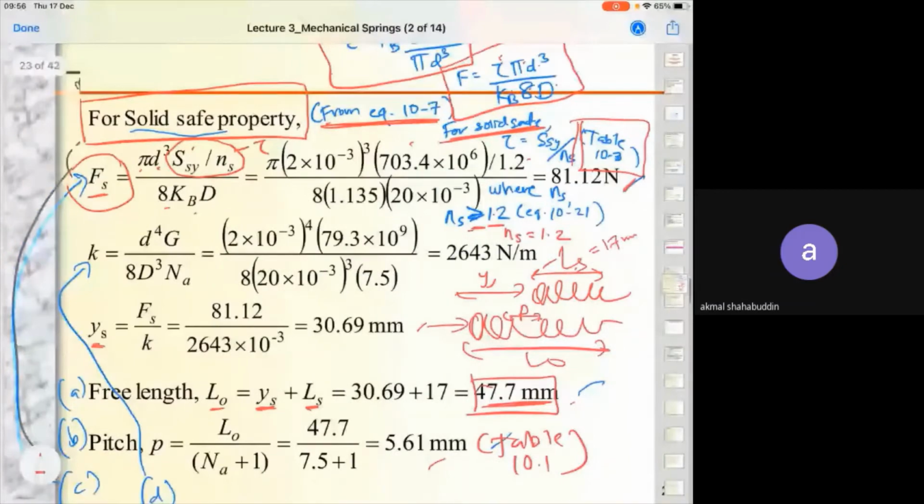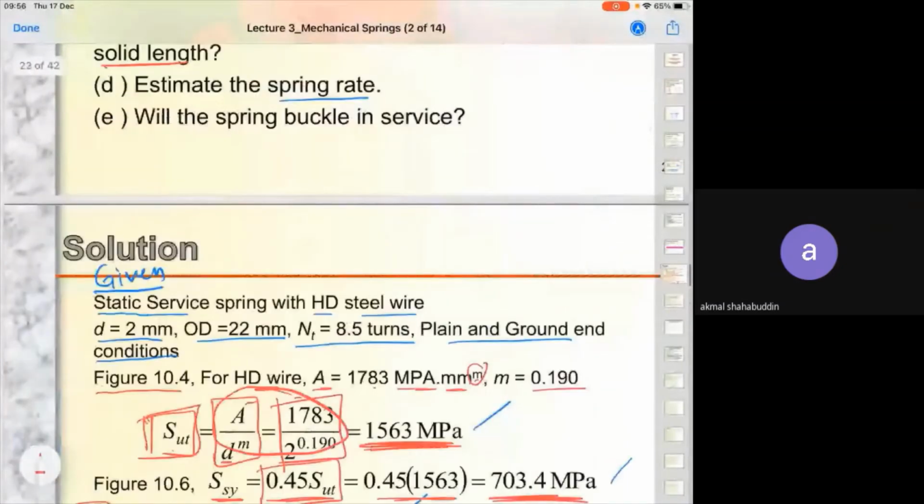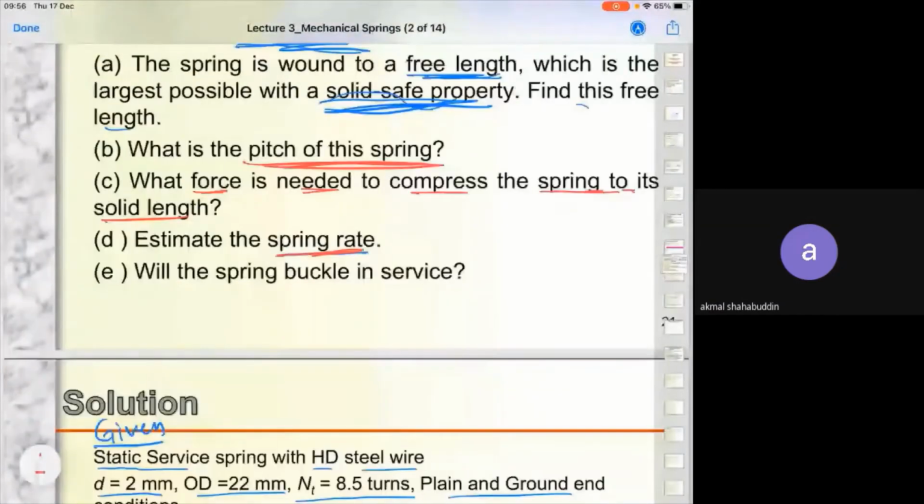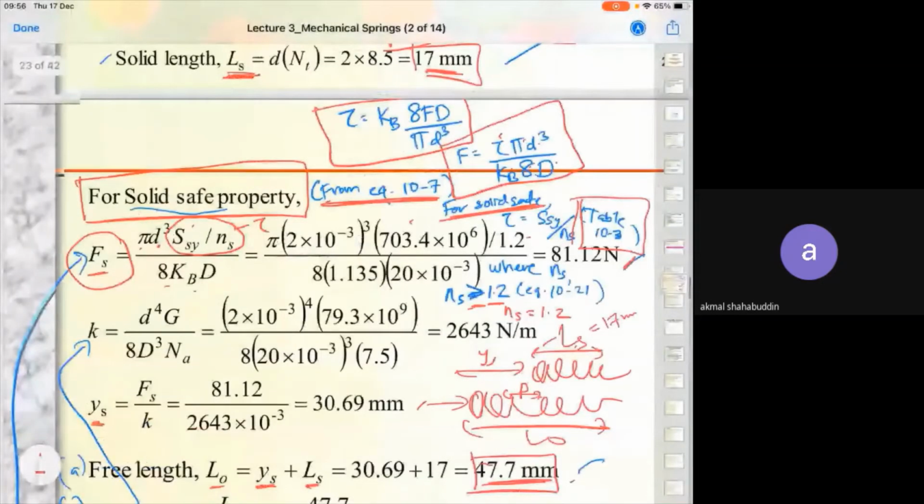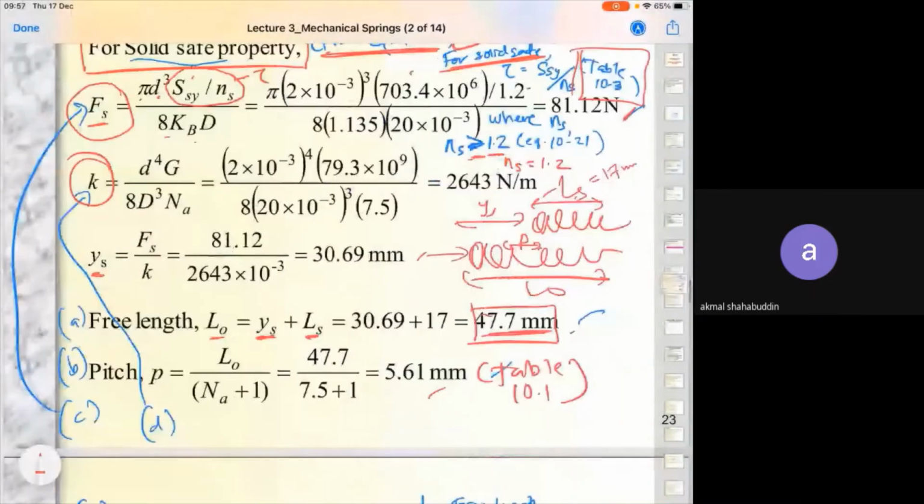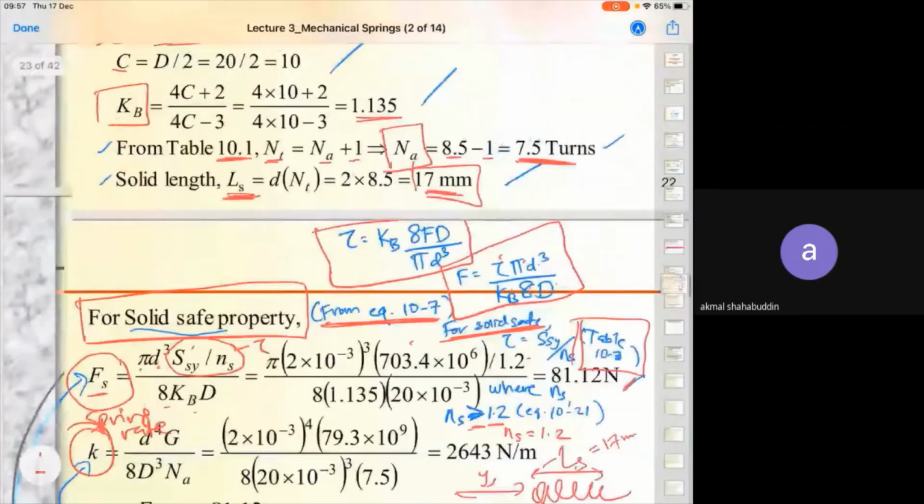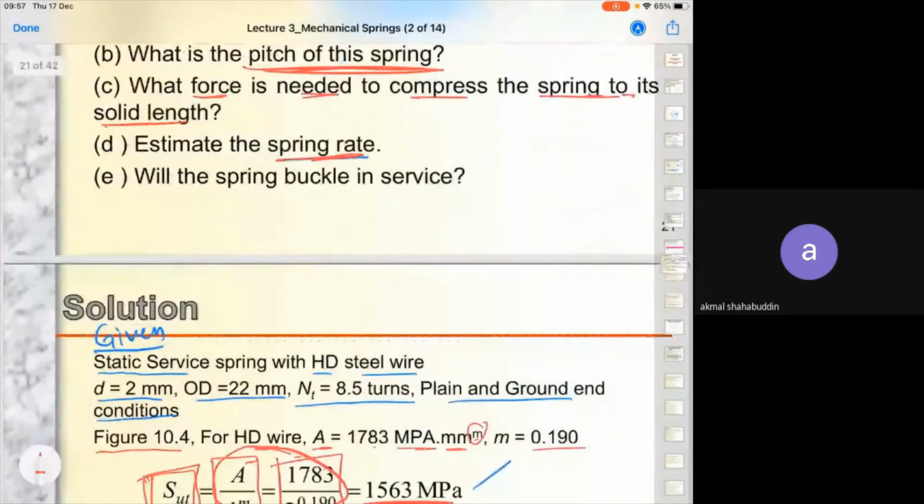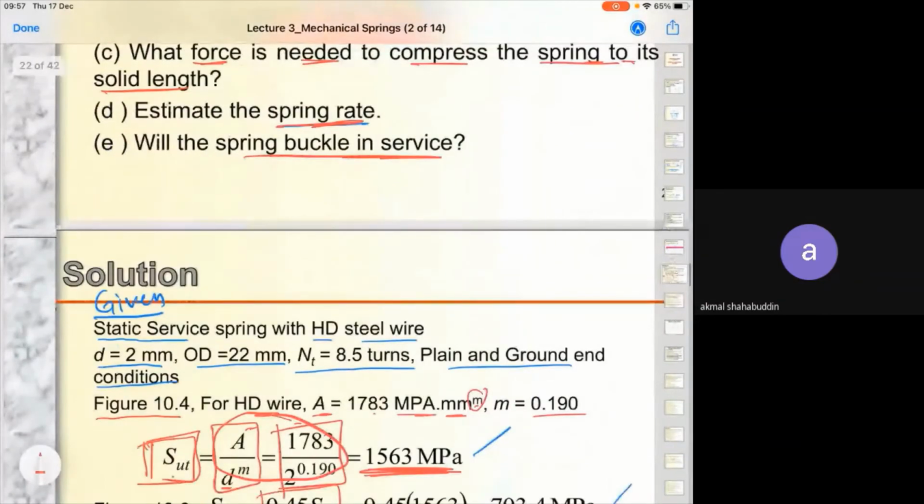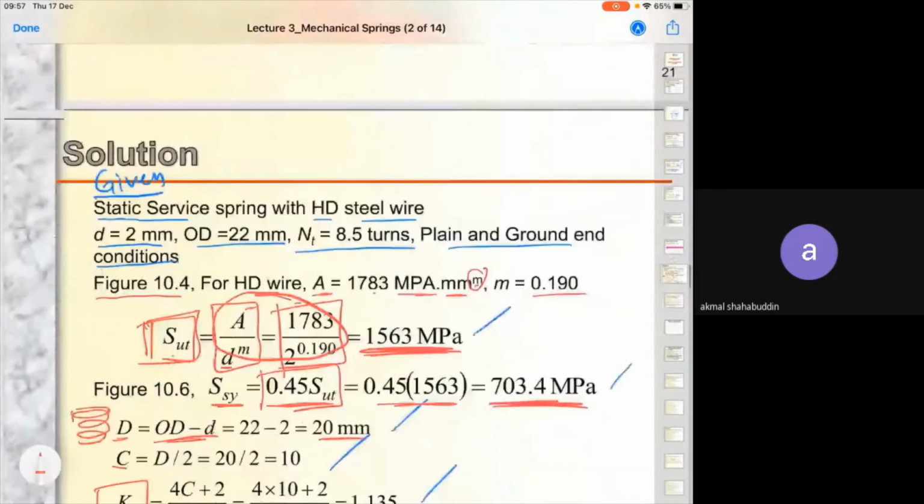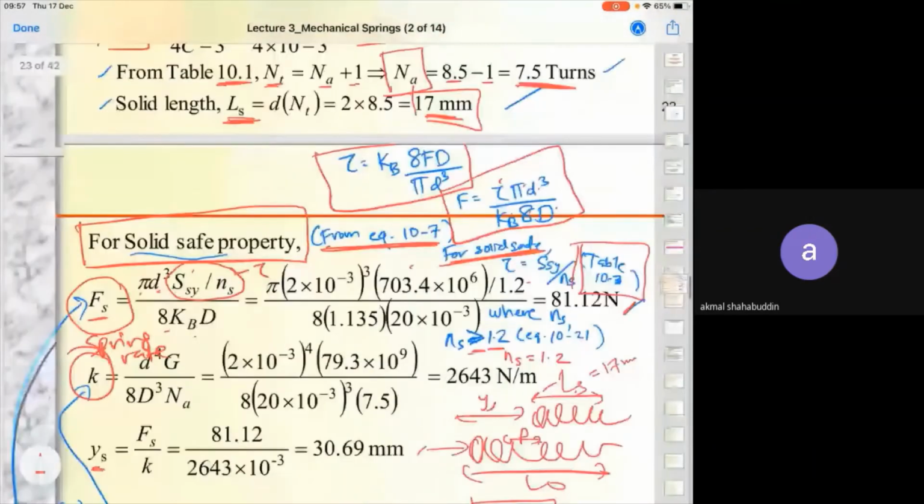Okay, estimate the spring rate. So spring rate pun dah jawab. Kat mana spring rate kita? Yang ni, spring rate. Ni tulis sikit. Equation berapa you cari? Ada equation ni daripada textbook. Kemudian lagi, will the spring buckle in the service? Buckle meaning dia rosak lah. Kalau dalam spring ni dia dah buckle dalam keadaan tu.